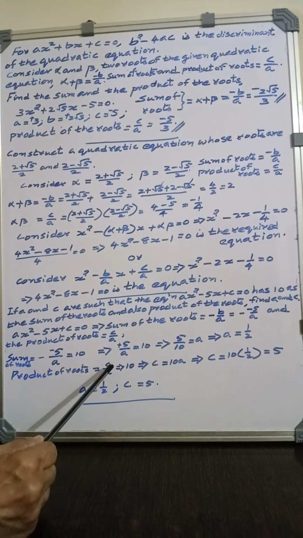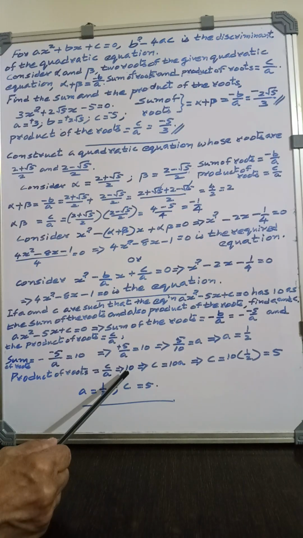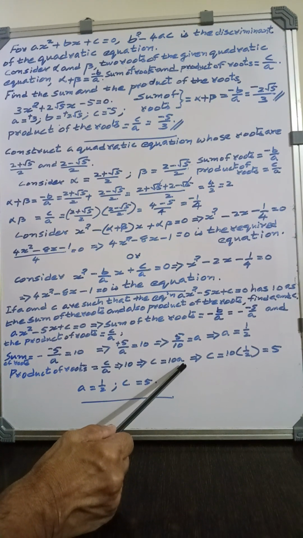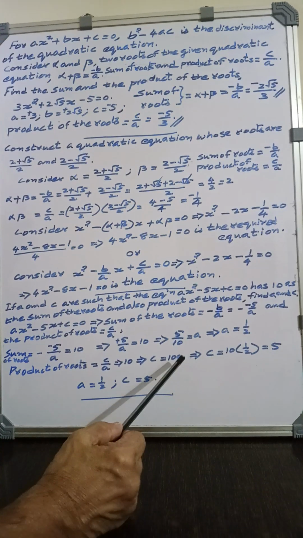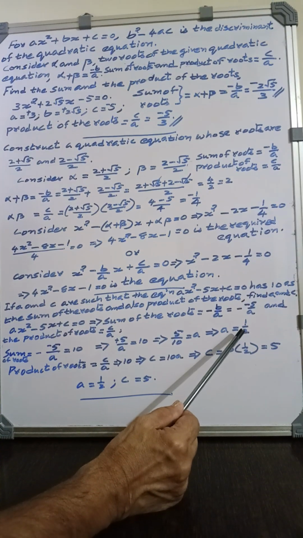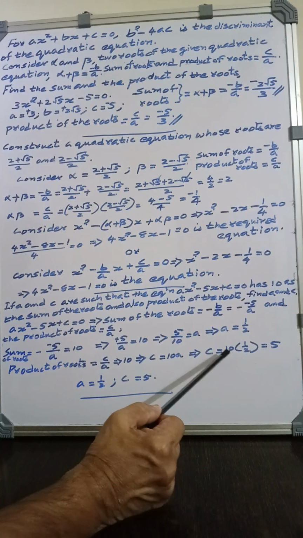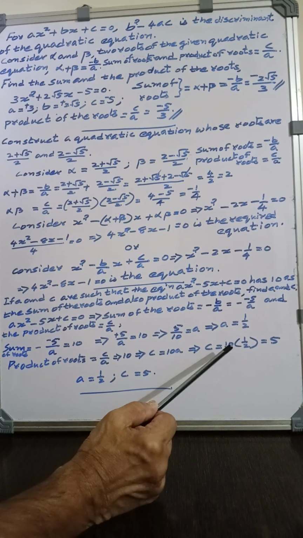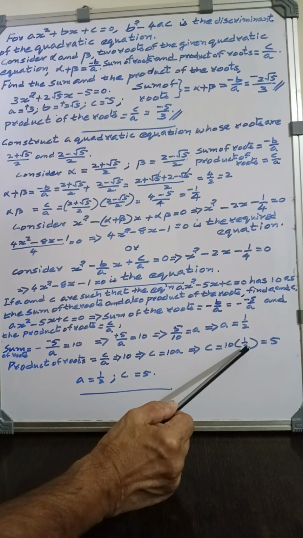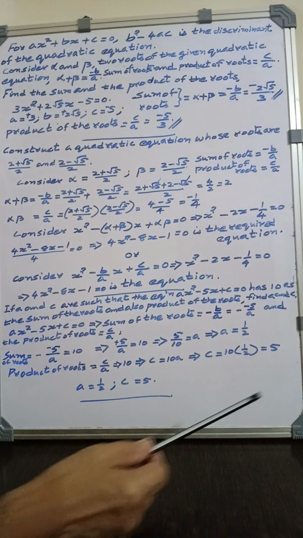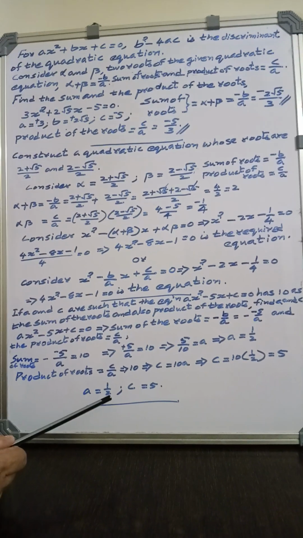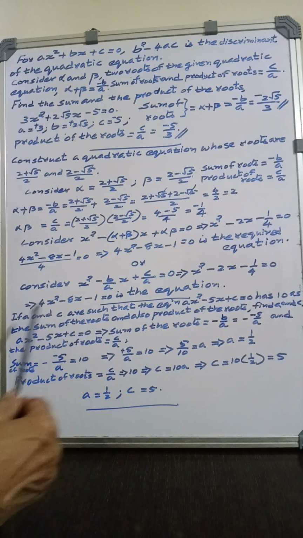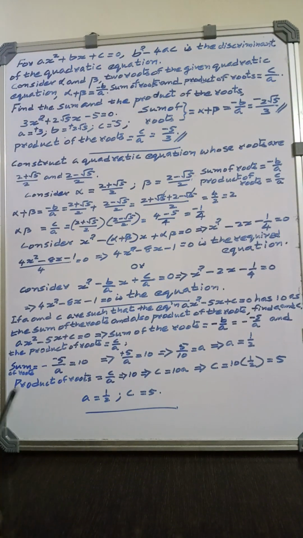Product of the roots equals c by a equals 10. Therefore, c equals 10a. We already found the value 1 by 2 as a. Therefore, c equals 10a; instead of that, I put c equals 10 into 1 by 2. That is 5. Hence, I defined a equals 1 by 2 and c equals 5. This is an interesting question here. We can meet in the next video.